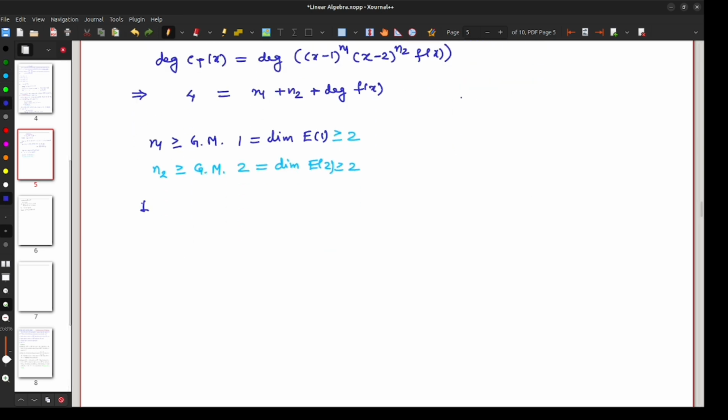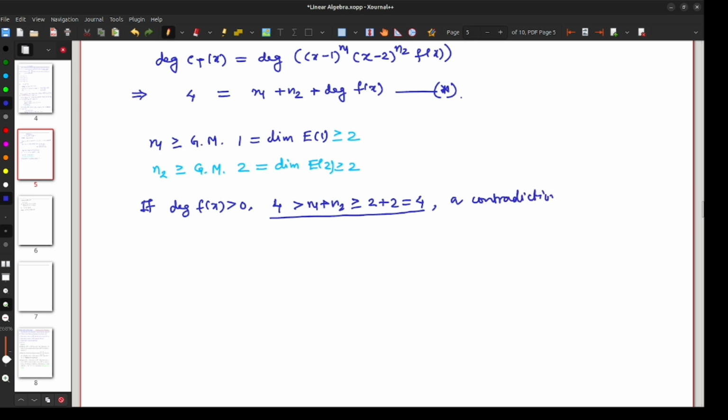If degree of f(x) is greater than 0, then from the relation star, we get 4 is greater than n1 plus n2. n1 is greater or equal to 2 and n2 is also greater or equal to 2. Therefore, this is greater or equal to 2 plus 2, that is equal to 4. That means 4 is strictly greater than 4, a contradiction. So, degree of f(x) must be equal to 0.